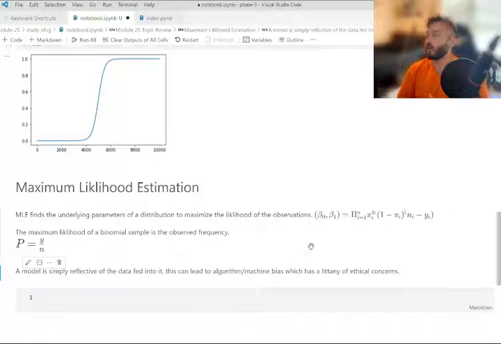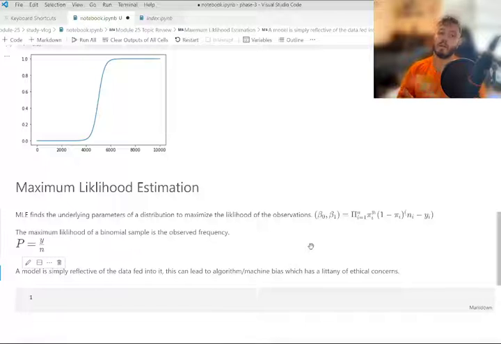So if you have a coin and you flip it 100 times and you get 55 tails, and all you have is that one sample of those 100 flips, then your maximum likelihood of tails is going to be 55%. But if you had multiple samples of 100 flips, then you're going to have 45 tails here, 55 tails here, 78 tails there, and then your maximum likelihood is going to be the observed frequency of all those samples.